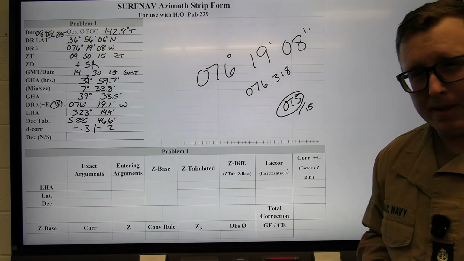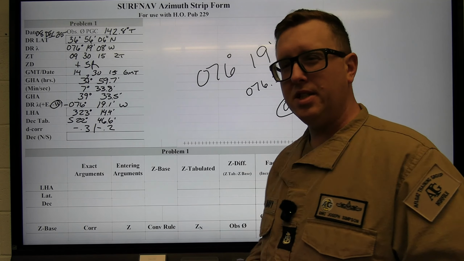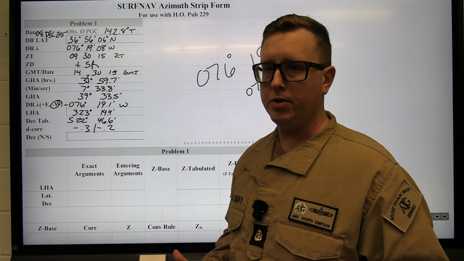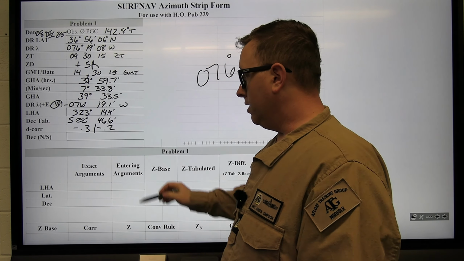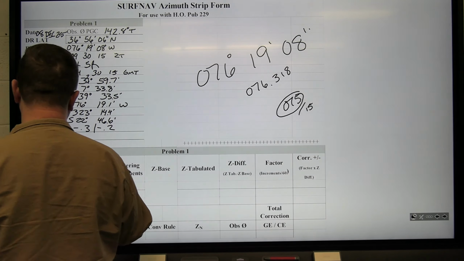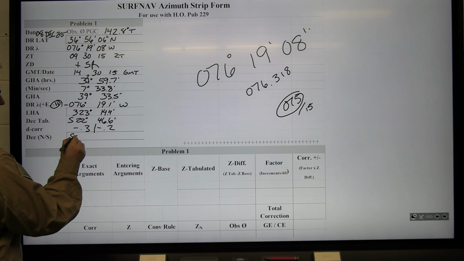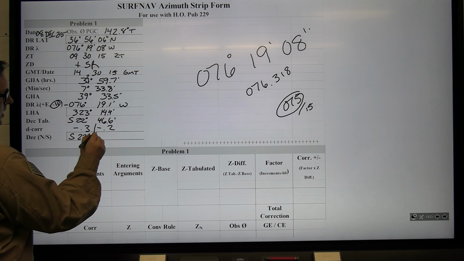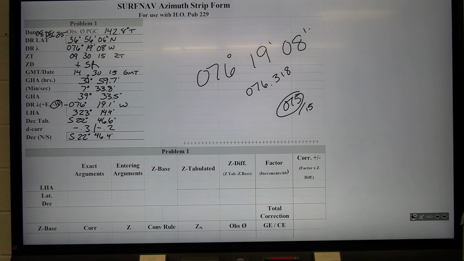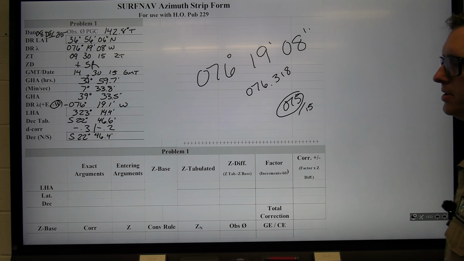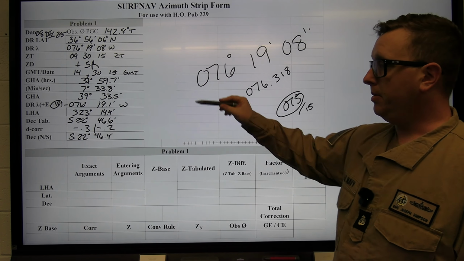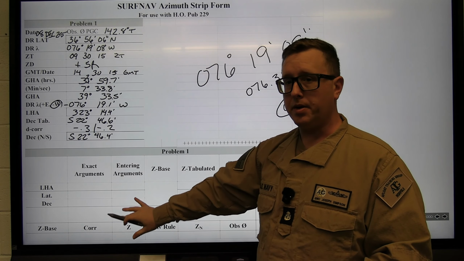A lot of people get that mixed up, and sometimes that correction is not even that big of a deal, but it's still part of the strip form, so you should do it. And all you're going to do is minus this 0.2 from the 46.6, making our total declination south 22 degrees, 46.4 minutes. That, we have our exact arguments to put down in here with the problem table, and we'll be referring to everything coming down here.